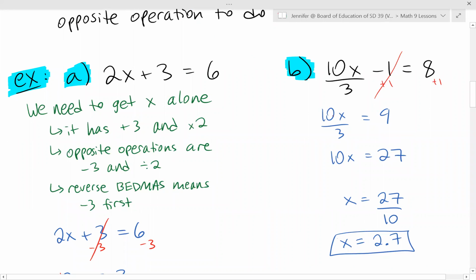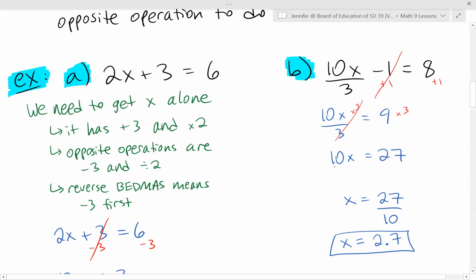The next operation, we have multiplication going on and division. According to BEDMAS or reverse BEDMAS, it doesn't really matter which one you do first. I'm going to get rid of the 3 first. I'm going to deal with the division. So if it's being divided by 3, then I have to multiply each side by 3 to get rid of it. So those two cancel out, leaving us with 10x, and then 9 times 3 gives us 27.